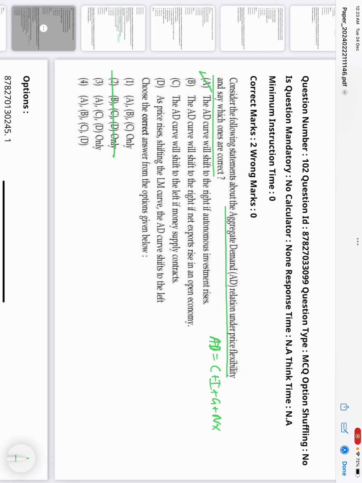The AD curve will shift to the right if net exports increases. Okay, this would rise. B is also correct, so this is also removed. Now C is correct because C is present in all of it, so no need to check C.